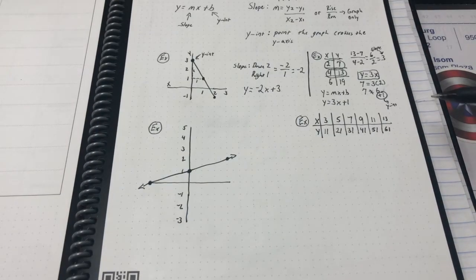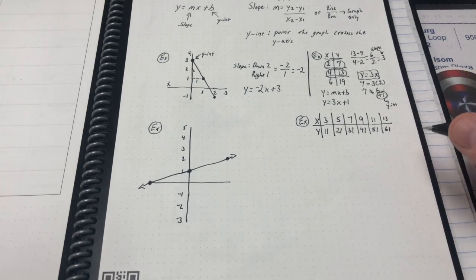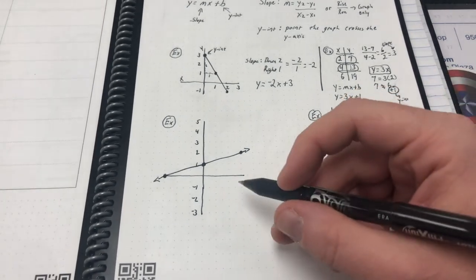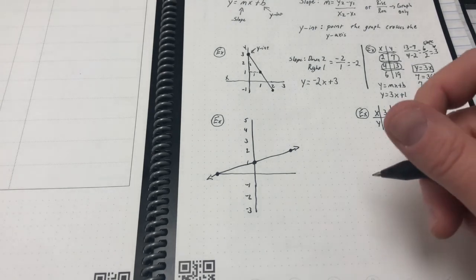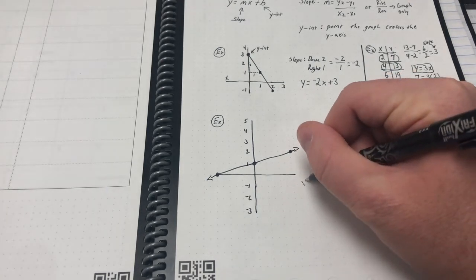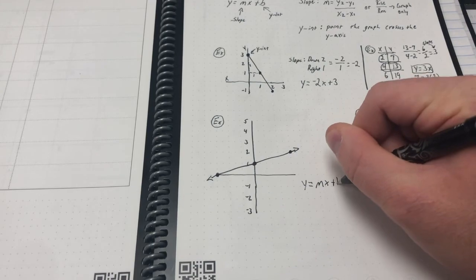Okay, since I got two examples kind of worked out, let's work 2 out from scratch. That way you can see where everything comes from. If you're given a graph, you really can start with the y-intercept or the slope, whichever one you want. It doesn't really matter. I'm going to start with the y-intercept because that's the easiest thing that everybody should be able to see.